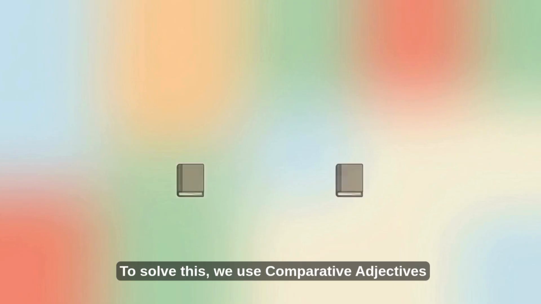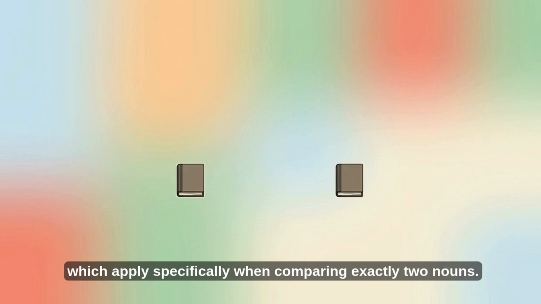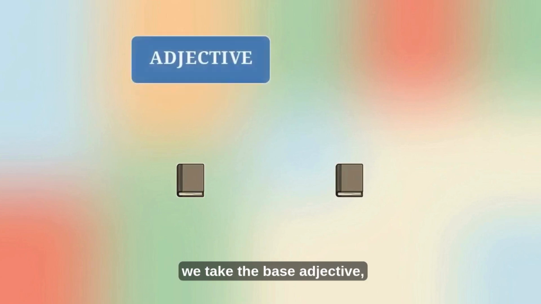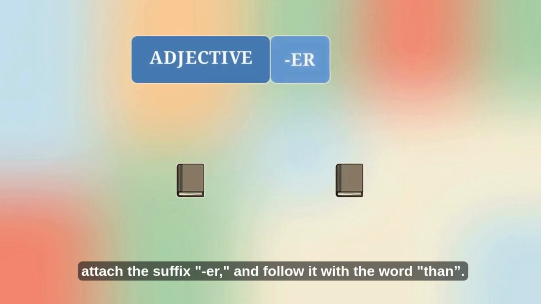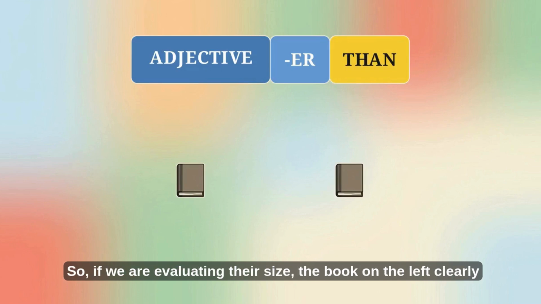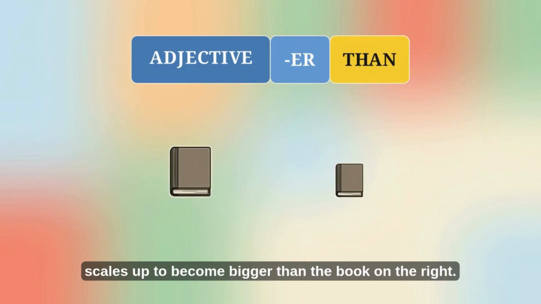To solve this, we use comparative adjectives, which apply specifically when comparing exactly two nouns. As you can see in this visual equation, we take the base adjective, attach the suffix er, and follow it with the word than. So if we are evaluating their size, the book on the left clearly scales up to become bigger than the book on the right.